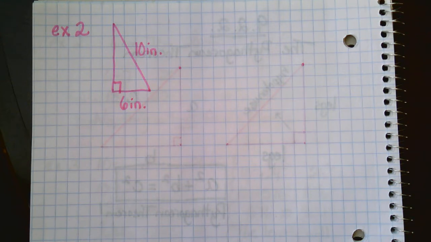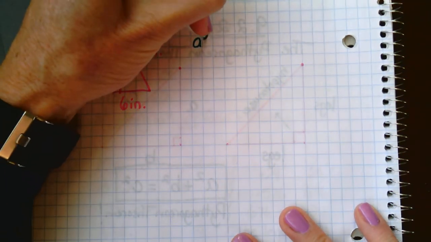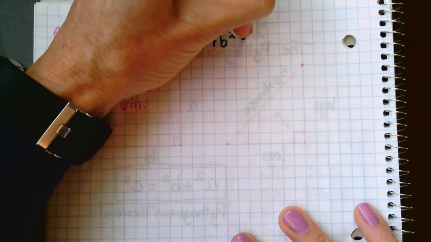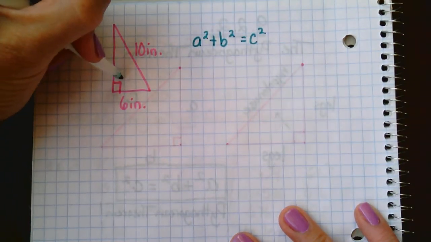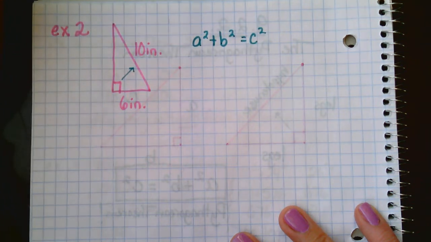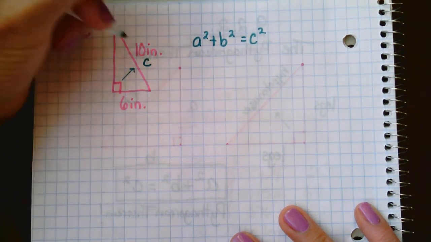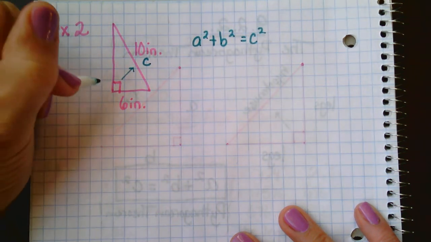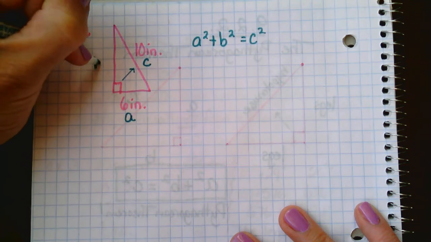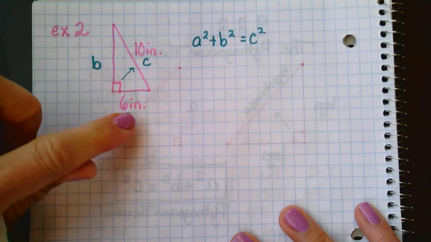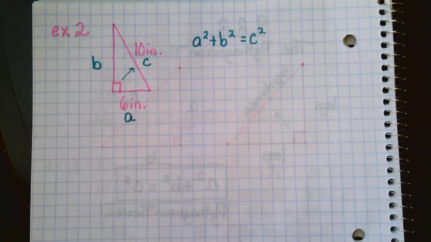Okay, in example 2, we are asked to do the same thing, to find the missing side length. And we're going to do that once again using the Pythagorean Theorem. A squared plus B squared equals C squared. Okay, so we know that the side across from the right angle is the longest side, called the hypotenuse, and that side we usually label side C. The other two sides are the two shorter sides, and they will need to be labeled A and B, and as we've said before, it doesn't matter which one you call A and which one you call B.